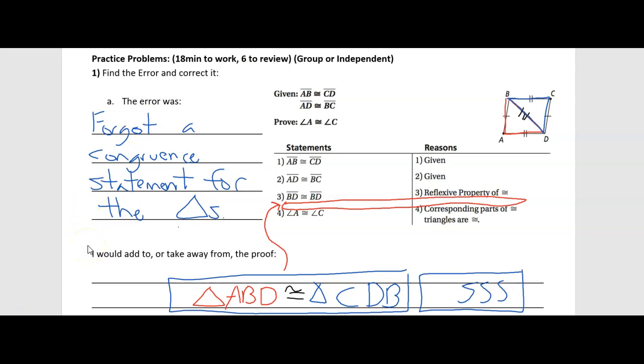All right, we are going to stop it here for this video. There's quite a few more problems to do. We will take a look at those in class, or you can feel free to start them on your own. So again, the main takeaway here is that we have a new theorem to use, CPCTC, but we can only use it after we prove that two triangles are congruent.